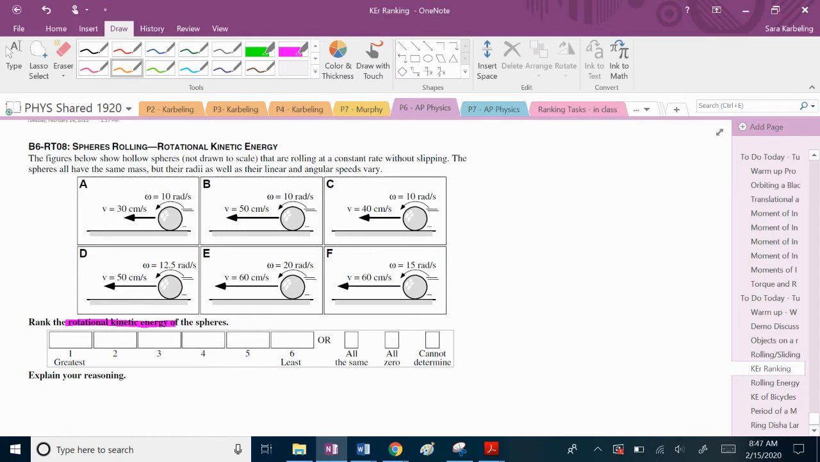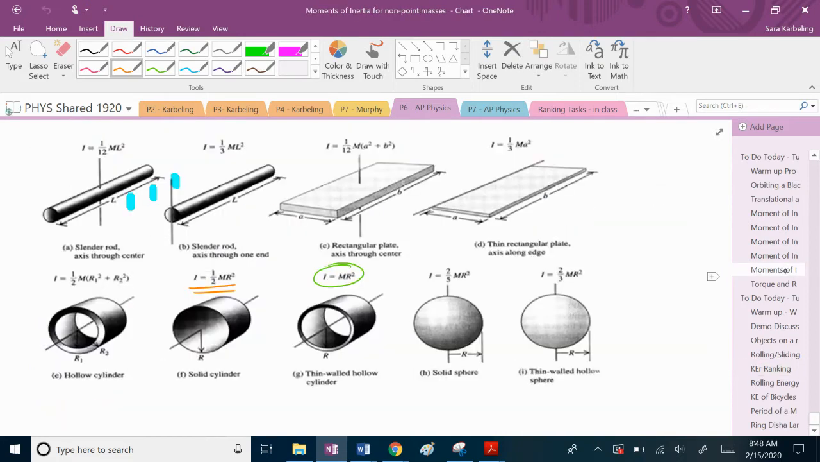So in order to rank the kinetic energy, I think we probably need to know that the rotational kinetic energy is 1/2 I omega squared. Okay, so we already know the omega value, so that's cool. We need to figure out what I is, right? So if we look back at our moments of inertia chart that we've been referring to for the last little bit, it says that it's a hollow sphere, so that's going to be 2/3 mr squared.